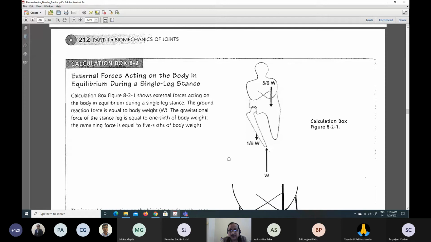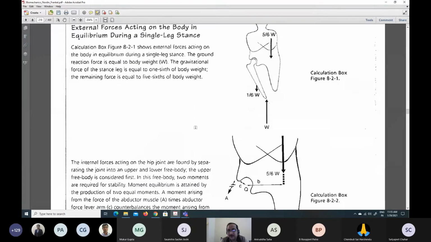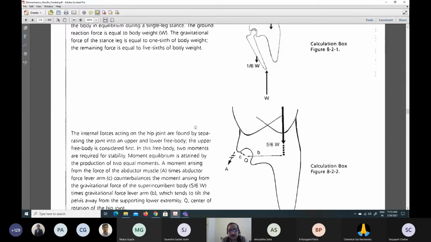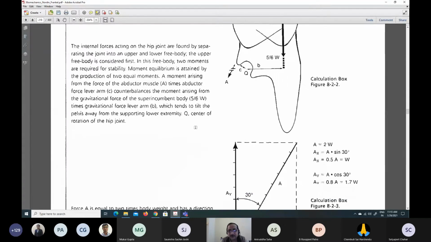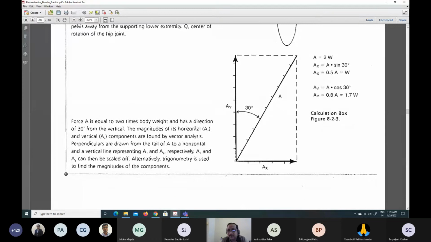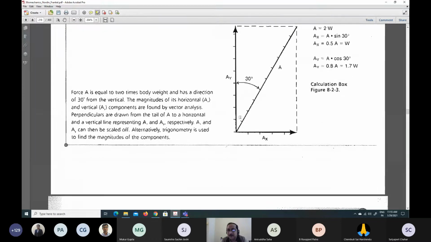Another small problem, at a very elementary level, is a single leg stance. The calculation box shows the external forces acting on the body in equilibrium during a single legged stance. The ground reaction force is equal to the body weight. The gravitational force of the leg is equal to 1/6 of the body weight, and the remaining force is equal to 5/6 of the body weight. In this condition, they have solved the problem. Just look into this problem, and you can easily get hold of the components of the forces they have found.